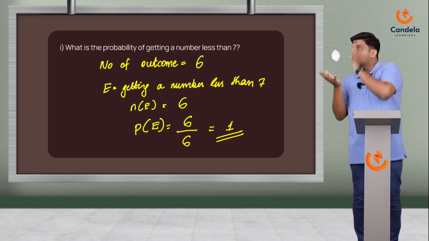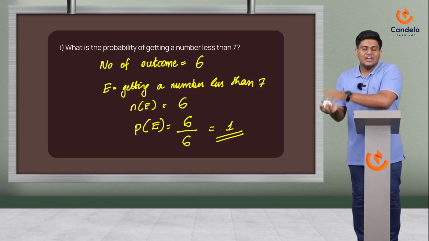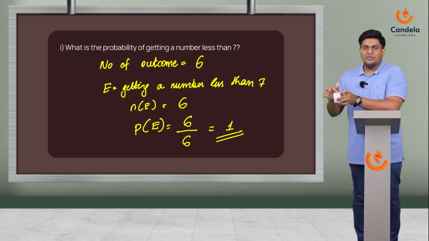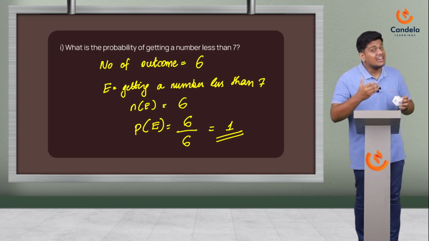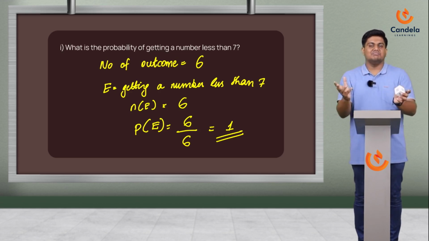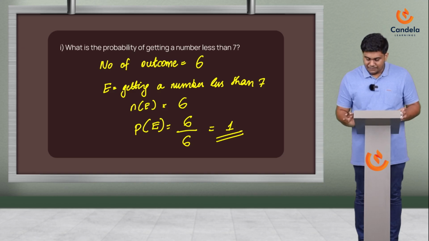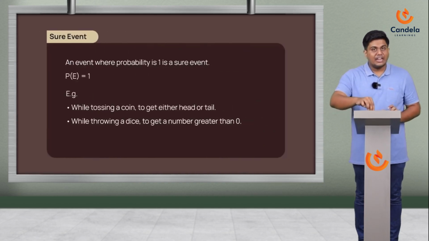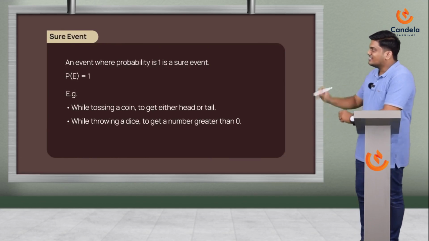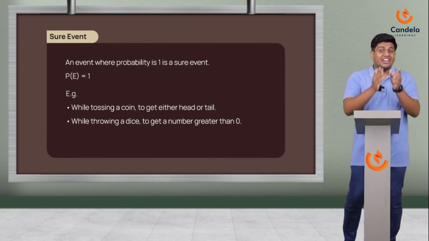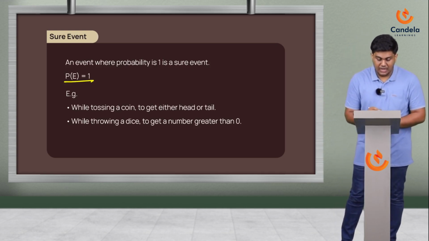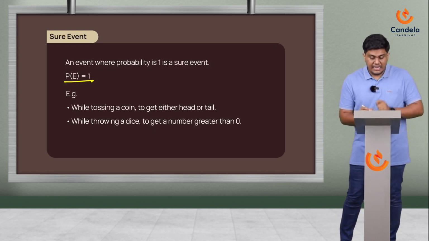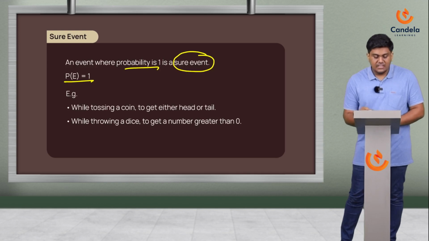That is, every time you throw a die without looking, you can tell that this value will be less than 7. Pretty logical, I would say, and something you can get without any multiplication or division. So what is this kind of event called? This is what we call a sure event. What is a sure event? A sure event is an event which has P of E equal to 1. That is where the probability is 1.